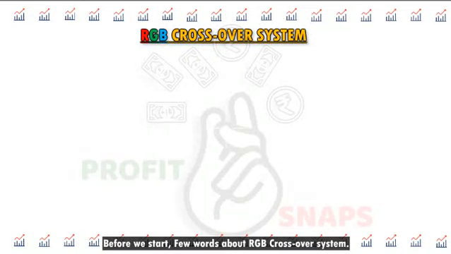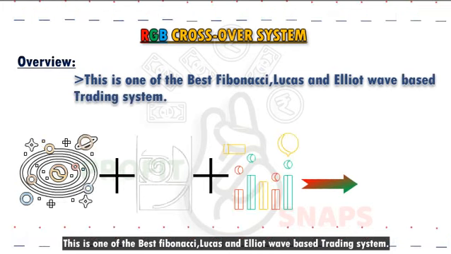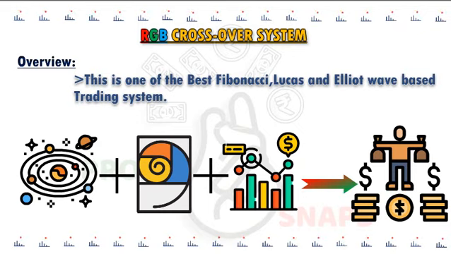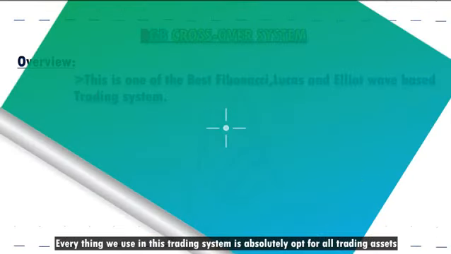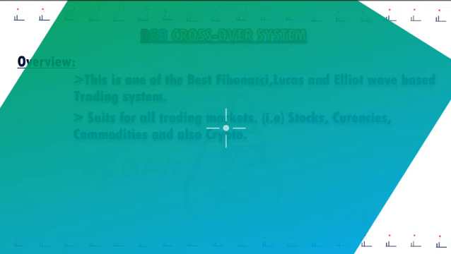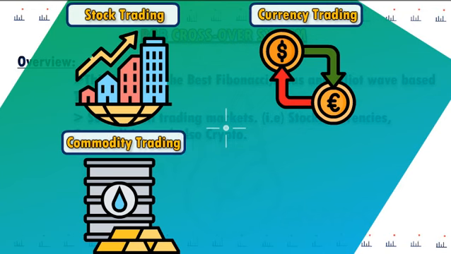Before we start, a few words about RGB Crossover system. This is one of the best Fibonacci, Lucas and Elliot Wave based trading systems. Everything we use in this trading system is applicable for all trading assets, that is stock trading, currency trading, commodity trading, and crypto trading.